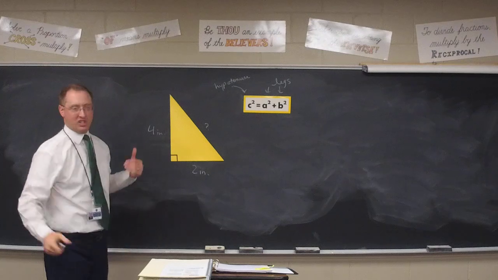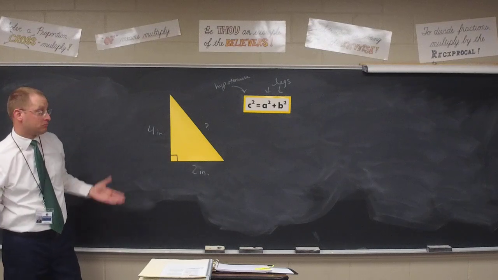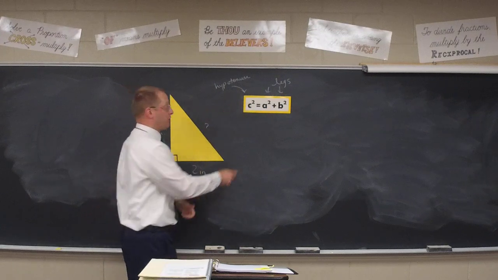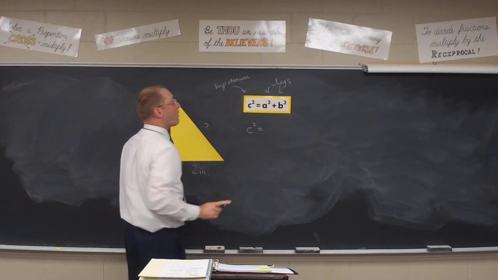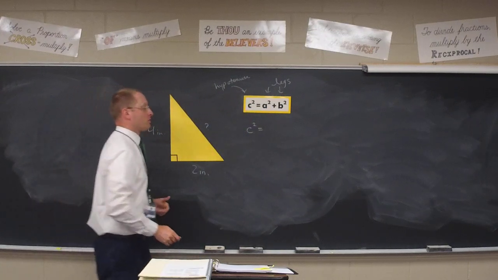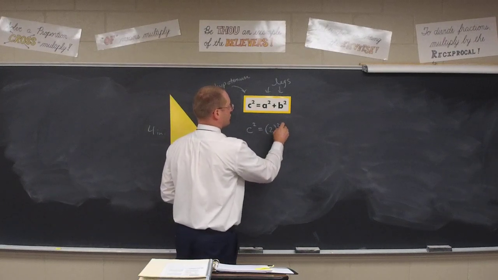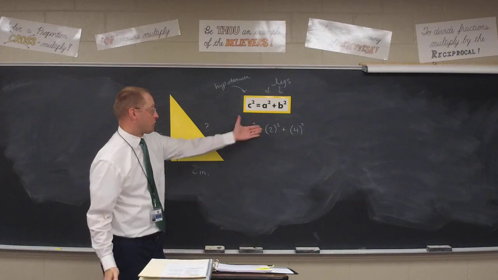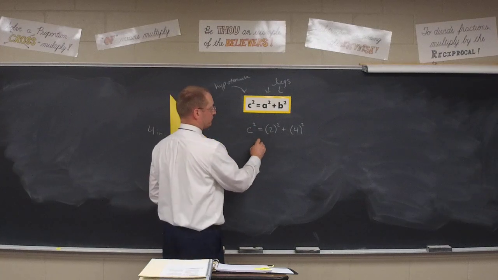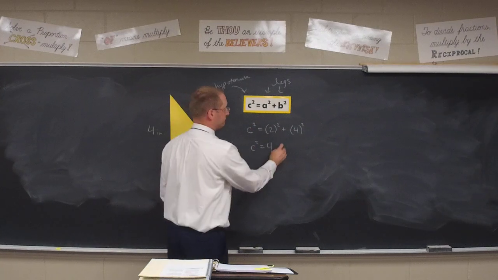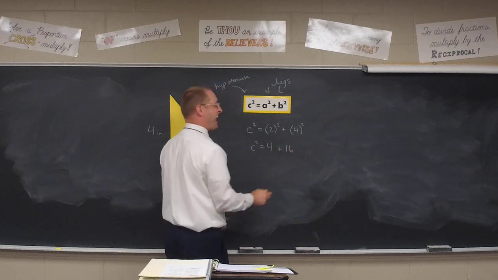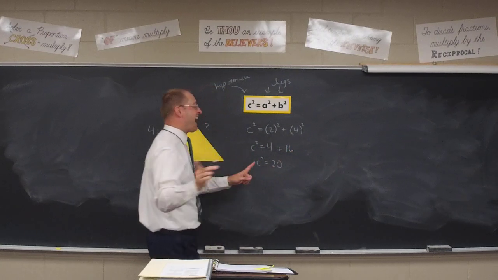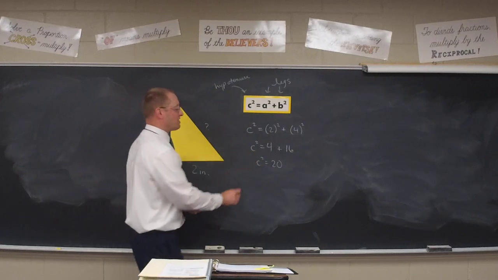So, which side don't I know, class? So therefore, I don't know what to plug in for C. So I'm just going to leave it C squared. But I know the legs are 2 and 4. So as you see in the book, we plug in 2 and we plug in 4. We square the 2, 4. We square the 4. Careful, 16. And we add 4 plus 16 to get 20. And now in our pure quadratic, we take the square root.